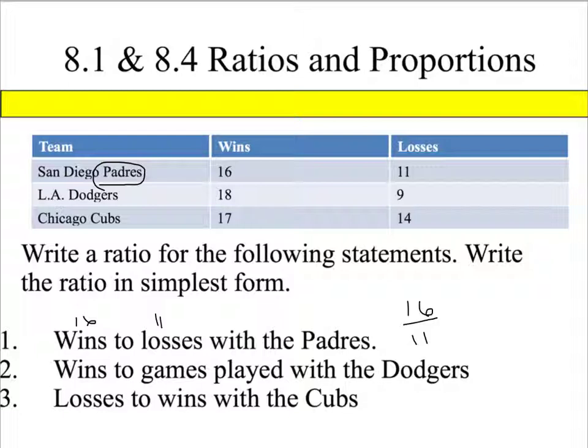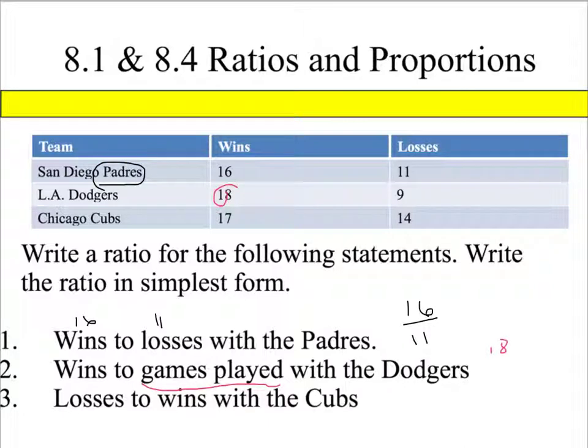I want you to try the exact same thing for 2 and 3, for the Dodgers and the Cubs. Make sure you read these carefully. Give it a shot. All right, so if you look at wins to games played. Ooh, remember when I talked about reading carefully? I almost didn't. So wins to games played. How many wins did the Dodgers have? 18.